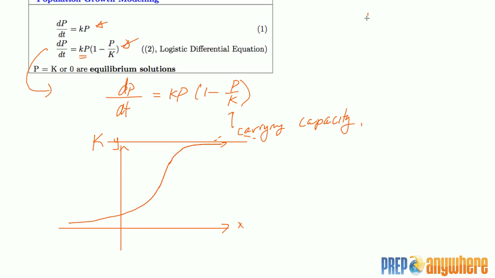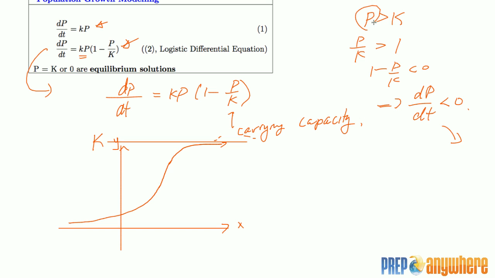Now this equation explains that concisely. So let's see what happens if the population is greater than the carrying capacity. Then we get P over K, divide both sides by K, greater than 1, which means 1 minus P over K is negative, which turns the dP/dt negative, which means the population is decreasing. So if the population is over the carrying capacity, it'll have to come back down. That's what it's saying basically.